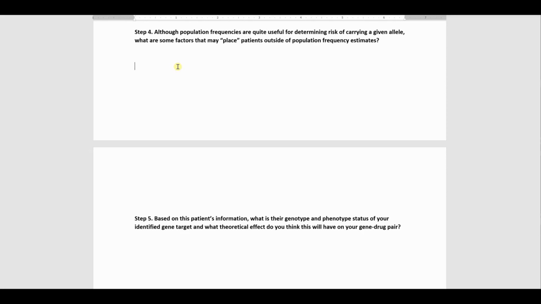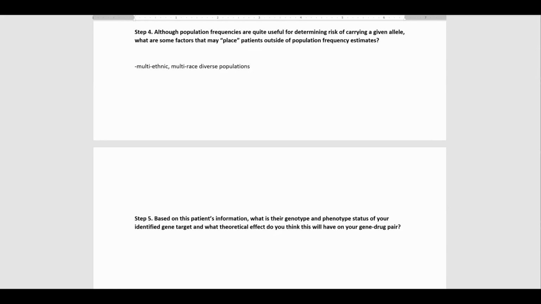When I think about it, the main thing that comes up in my head is that not everybody fits into a cookie-cutter kind of definition of race and ethnicity. So one of the most common things that are going to push patients out of the population frequencies that we see in those tables are multi-ethnic, multi-race, diverse populations. And why is that?